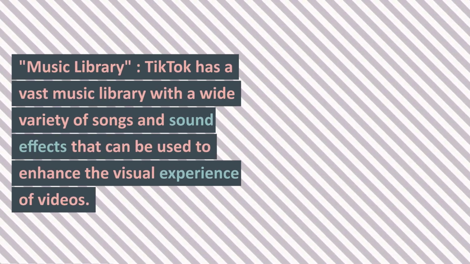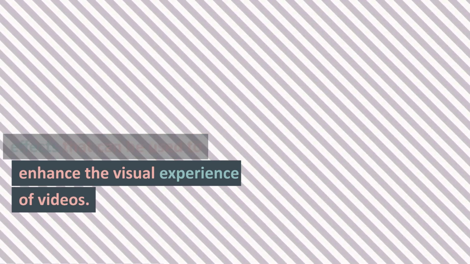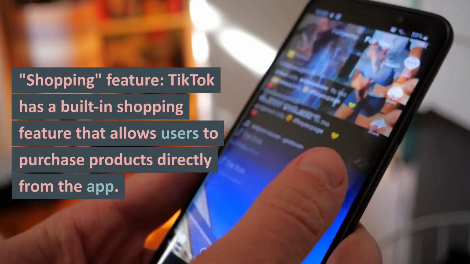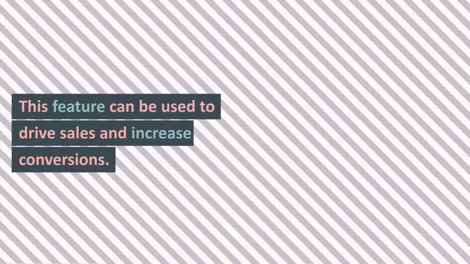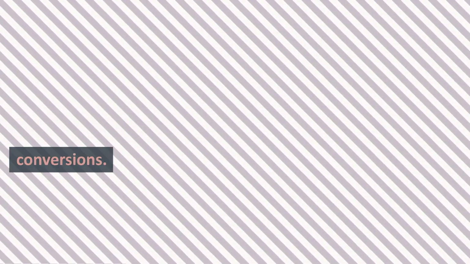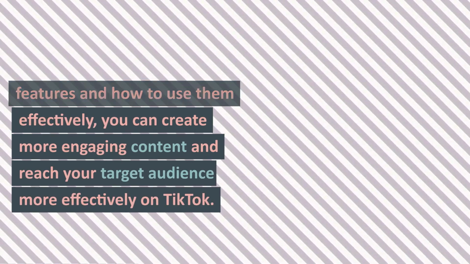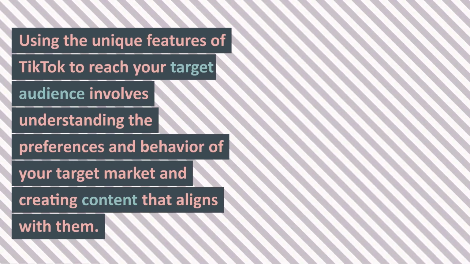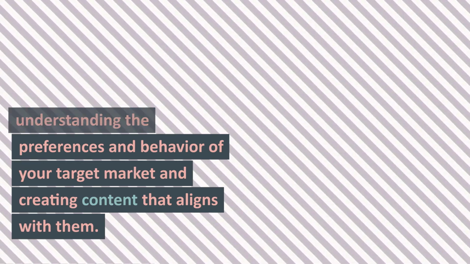Music library. TikTok has a vast music library with a wide variety of songs and sound effects that can be used to enhance the visual experience of videos. Shopping feature. TikTok has a built-in shopping feature that allows users to purchase products directly from the app. This feature can be used to drive sales and increase conversions. By understanding these features and how to use them effectively, you can create more engaging content and reach your target audience more effectively on TikTok. Using the unique features of TikTok to reach your target audience involves understanding the preferences and behavior of your target market and creating content that aligns with them.